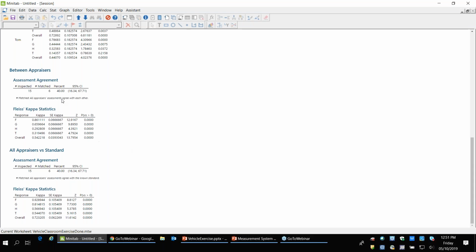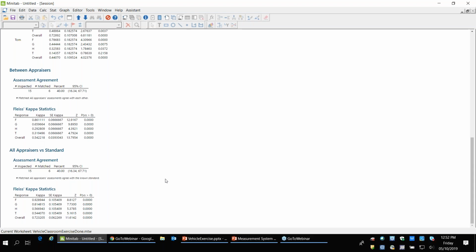Then we take a look at between. So again, this is our reproducibility. So they not only had to get them both right within themselves, but this is how many times they matched between each other. And you can see here that they matched 6 out of 15 times. So again, you can see here that the kappa value is reported for each brand. And then I have an overall kappa value as well for between.